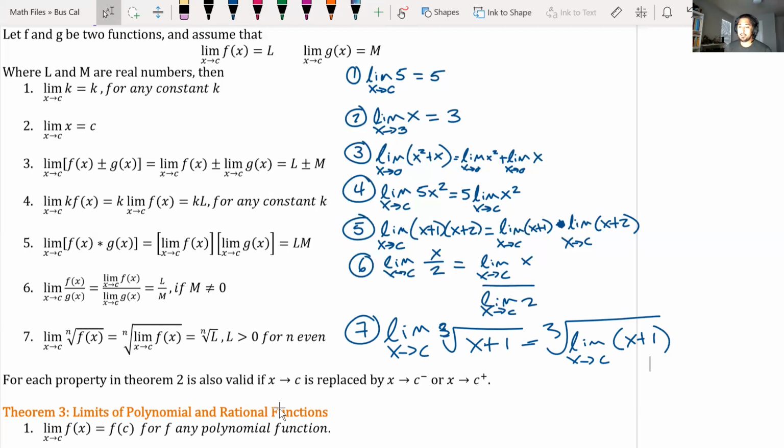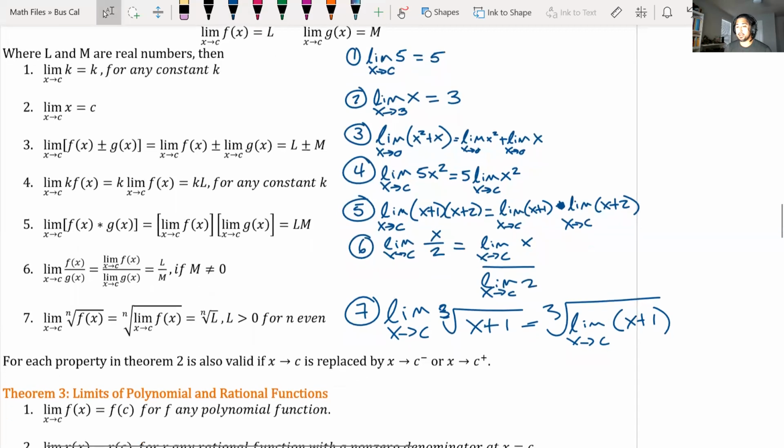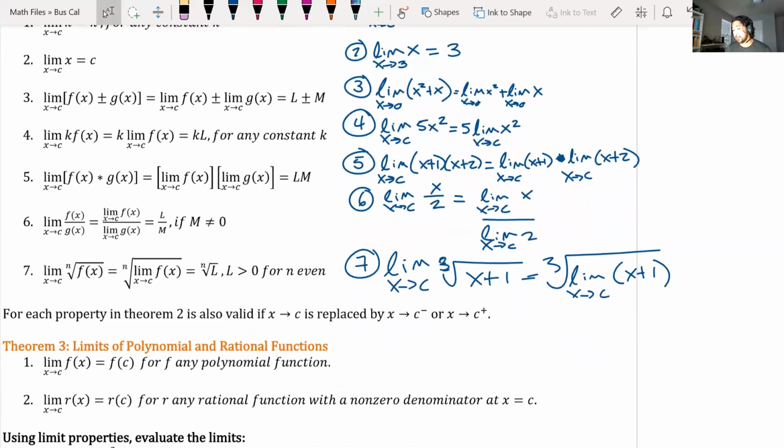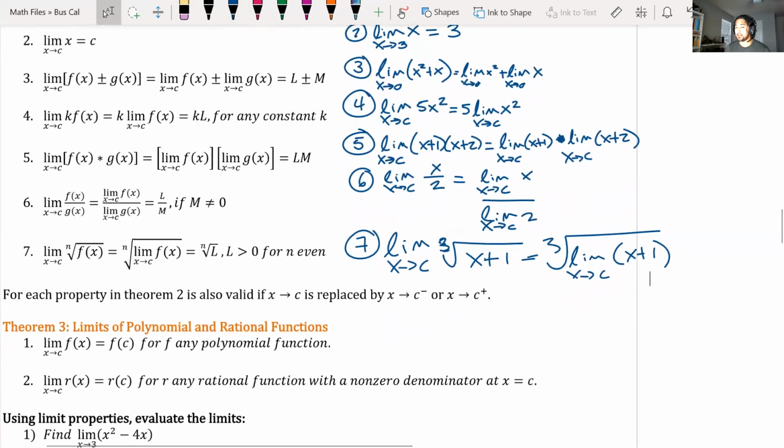The next limit property is called the direct substitution property again. So limits of polynomial and rational functions. So all number 1 says is if you have the limit as x approaches c of f of x, then all this says is, hey, plug in c and simplify your polynomial. So it's part of the direct substitution. It just says plug that number in and simplify.